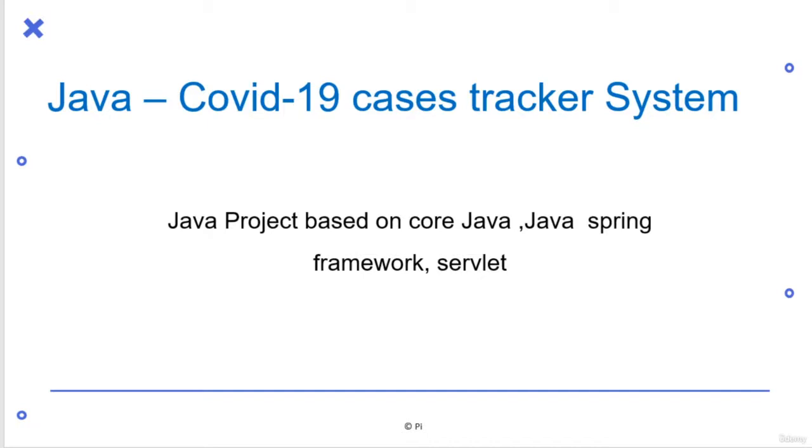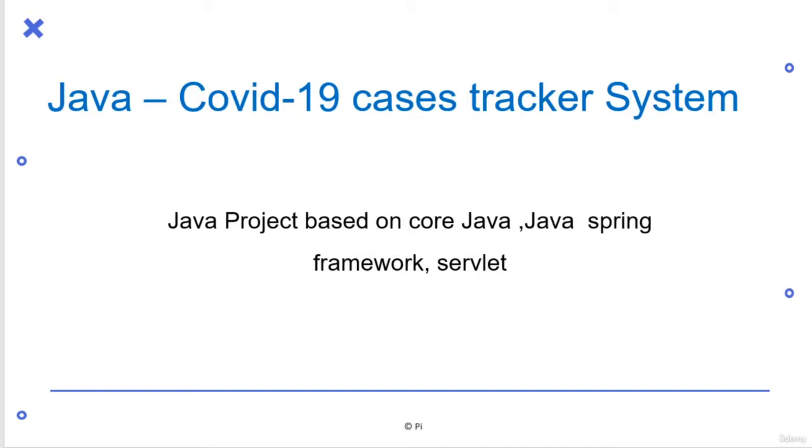So we are going to build the COVID-19 crisis tracker system using Java. This Java project is based on core Java, the Java Spring framework, and the servlet part. I'm not going to go into core servlet concepts here, I'm just using some servlet concepts. Our full system is based on the Java Spring framework. I'm going to teach the Java Spring framework from scratch, and I'm going to explain Java core syntaxes, each and everything.